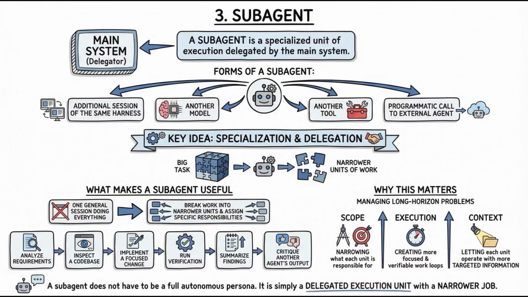First, subagents help manage scope by strictly narrowing what each individual unit is responsible for. Second, they improve execution by creating work loops that are highly focused and easier to verify. And third, they help manage context. By delegating tasks, each unit can operate using only the highly targeted information it actually needs, rather than being overwhelmed by the entire project. Keep in mind, a subagent does not need to be a fully autonomous persona. Ultimately, it is simply a delegated execution unit designed to take on a narrower job and do it well.